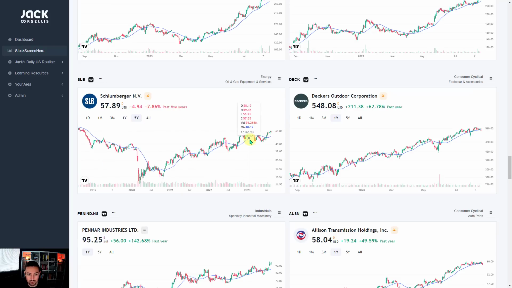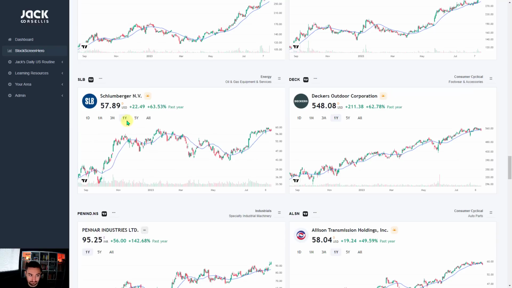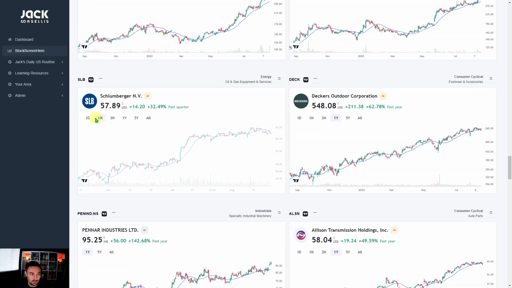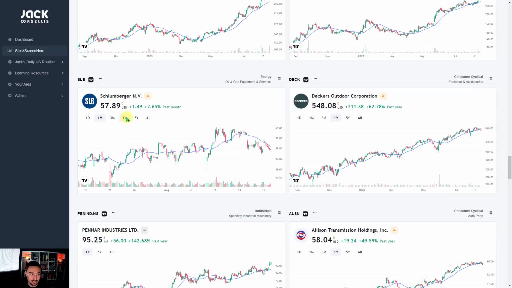I know my cursor's going over it, making it harder. Potential cup and handle. So 5 years is the weekly chart. The 1 year is the daily chart. So see how the 21 is now catching up in here. That looks pretty interesting, so I want to tag that. I could go down to the 3-month as well. That would give me the 4-hour chart, and if I go to the 1 month, that would then give me the 1-hour chart as well.